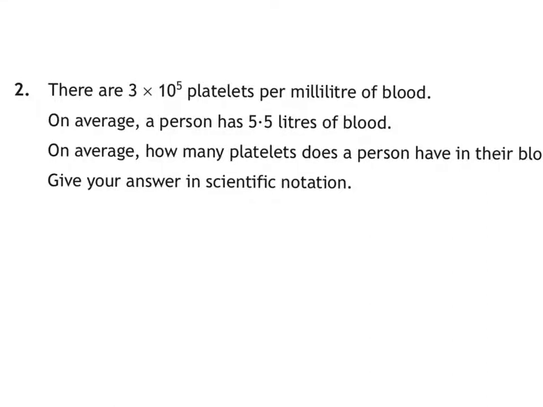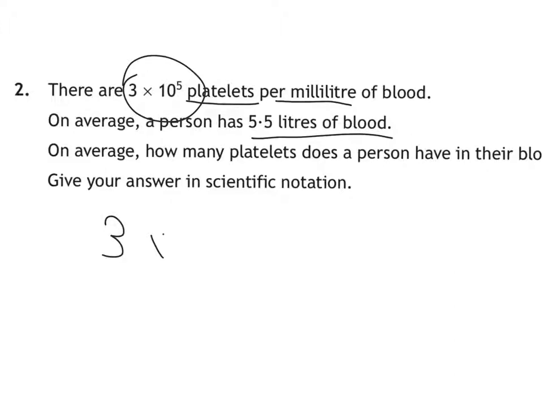Section 28, Part 2, we're going to look at some scientific notation. There are 3 times 10 to the 5 platelets per milliliter of blood. On average, a person has 5.5 litres of blood. On average, how many platelets does a person have in their blood? Give the answer in scientific notation.